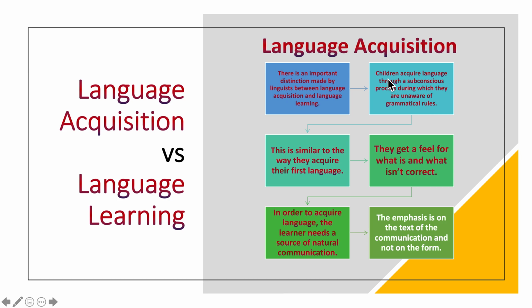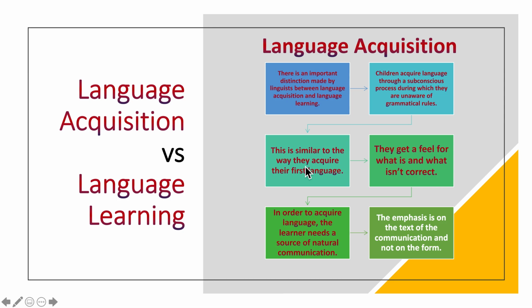Go to the next. Children acquire language through a subconscious process during which they are unaware of grammatical rules. Look, language acquisition is gained through a subconscious process. You are not conscious, you are not aware of it, but you acquire. Like when you started learning the Arabic language, how did you start? You don't know. You did not know the grammar of Arabic, but you started speaking, started understanding. That is what we call language acquisition.